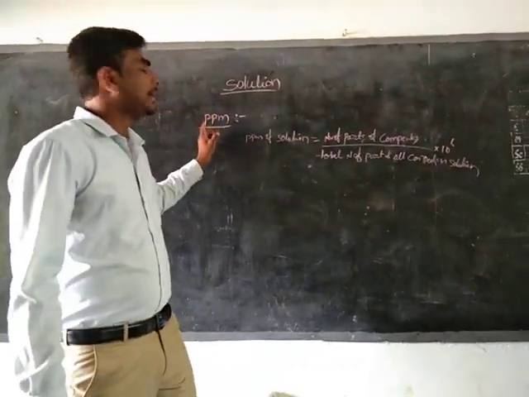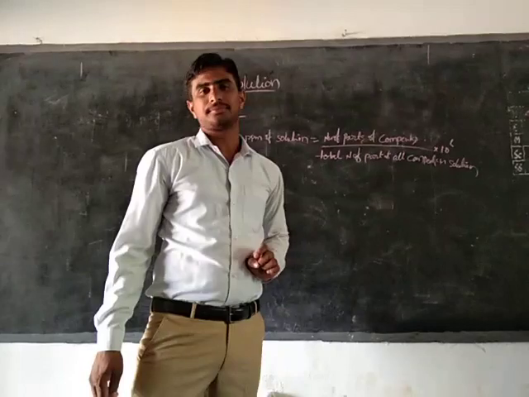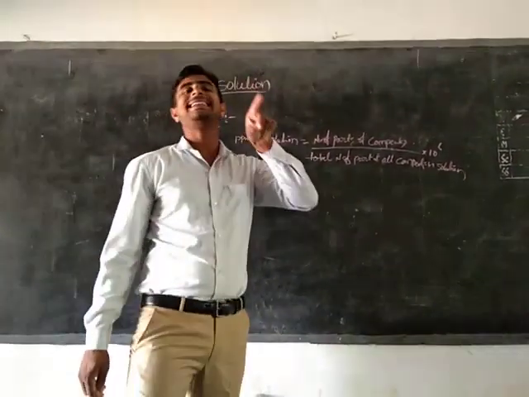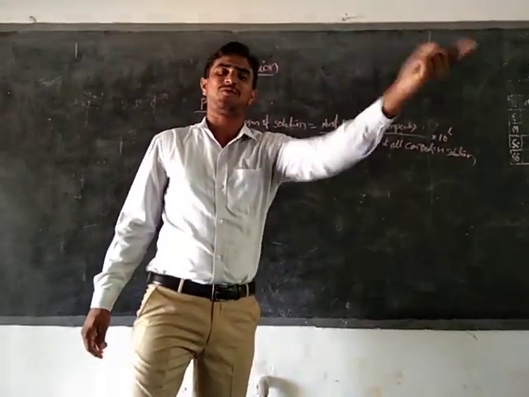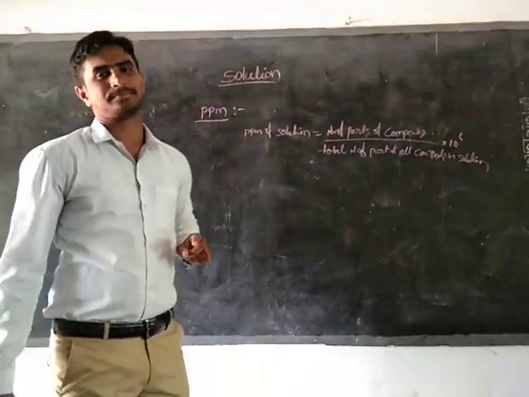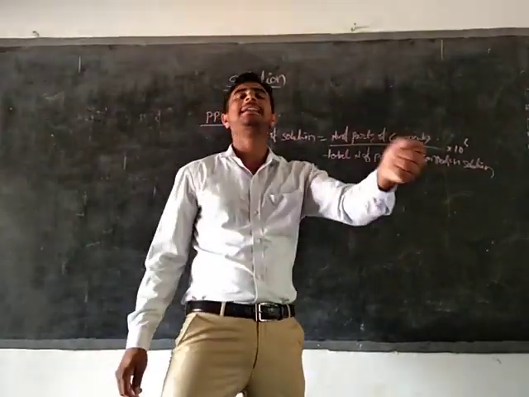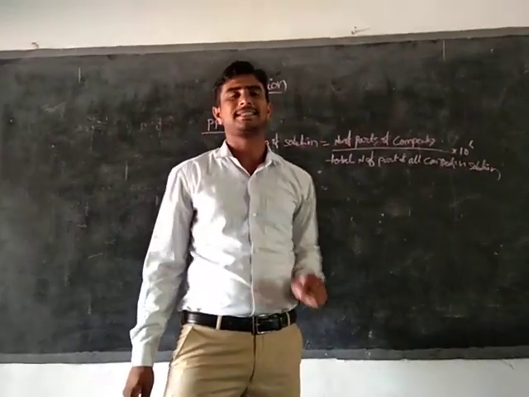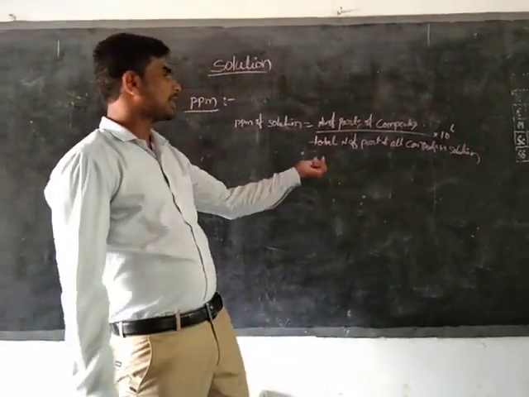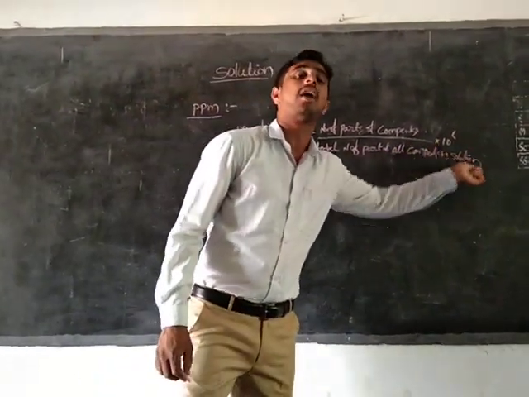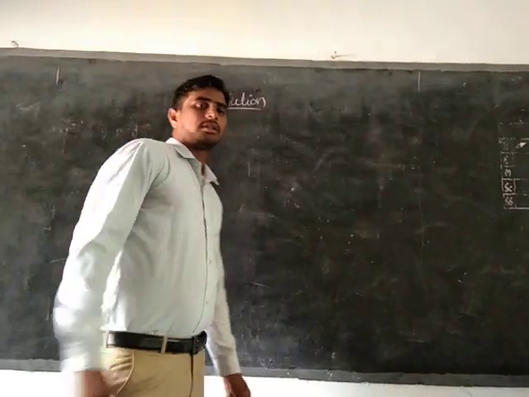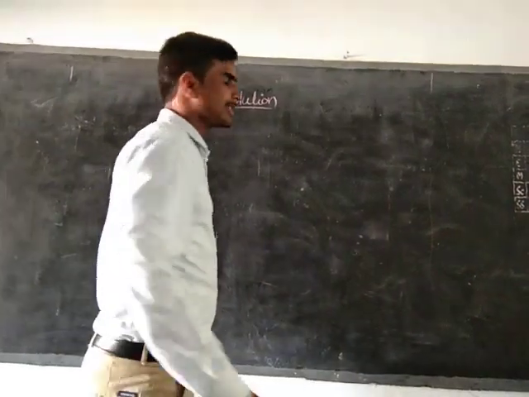So ppm means the number of parts in a component present in a million parts of solution is called ppm. ppm means parts per million. ppm of the solution is the number of parts of the component by the total number of parts of all components in a solution into 10 to the power of 6. So next one, mass percentage.